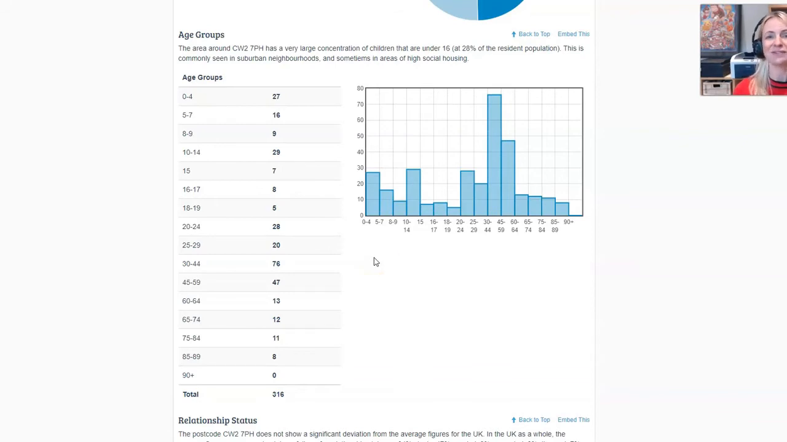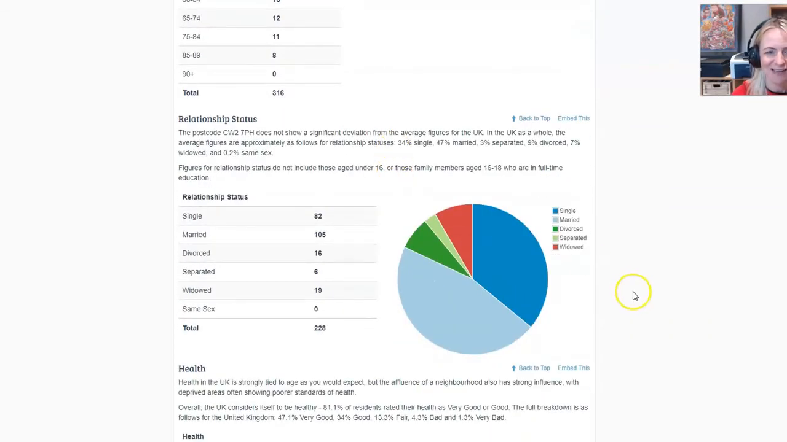Now we carry on scrolling down, relationship status. Having found out what we've already discovered from this website, I think you could probably guess what the relationship status would be of these people who are living here. And as we can see, single, which is the dark blue pie chart here, represents 82 out of 228 households who were asked this question.